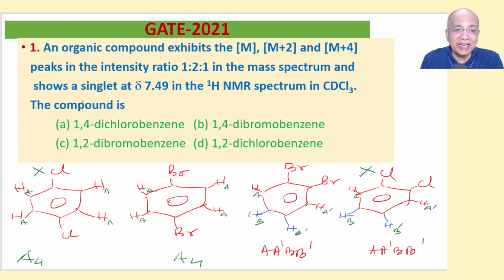Now you are getting a singlet. But if it is an ortho dibromo, you have 2 non-equivalent sets, A, ortho to both, and this is B, but they are not magnetically equivalent. So it is an A'A, B'B system, and they will give you 2 proton peaks.